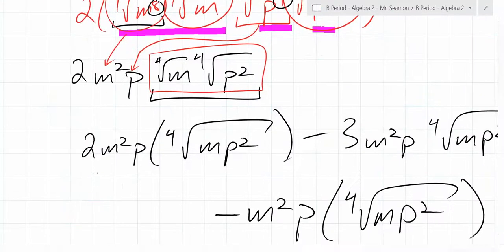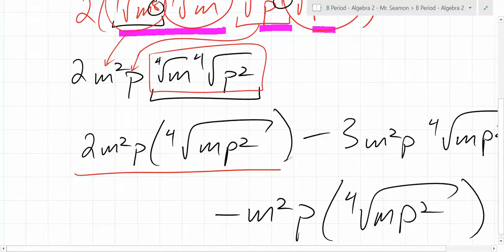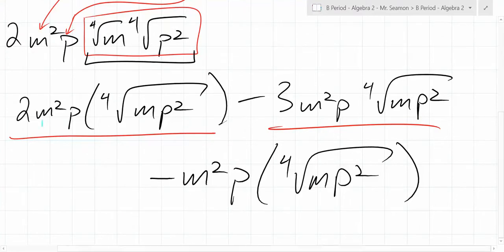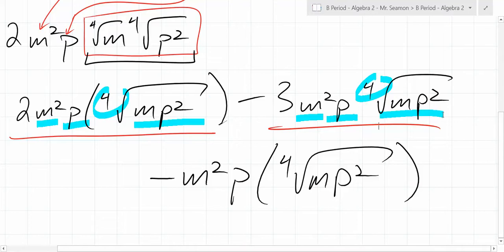So now what do you have? You have 2 times this, and you have negative 3 times that. So can you combine them now? Yeah. Look, you have, ready? M squared and m squared. You have p and you have p, and you have the 4th root of what? The same thing. So can you combine them? Yes, you have 2 of them, and net you're taking away 3 of them, so you have negative 1 of them. In this case, them is this thing right there at the bottom. Oh, okay. You see?